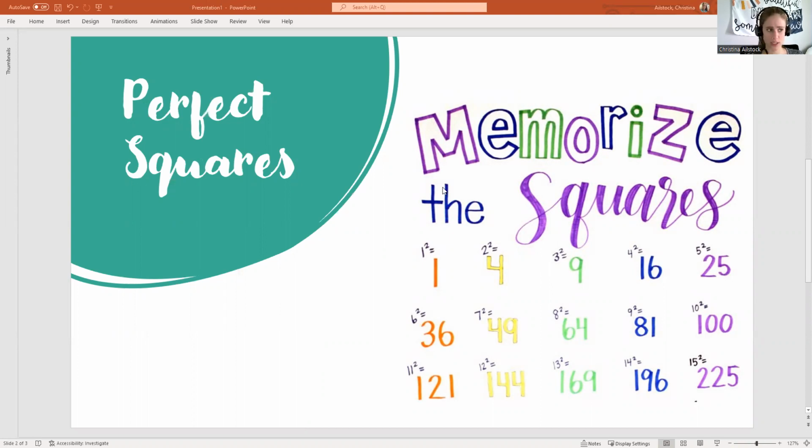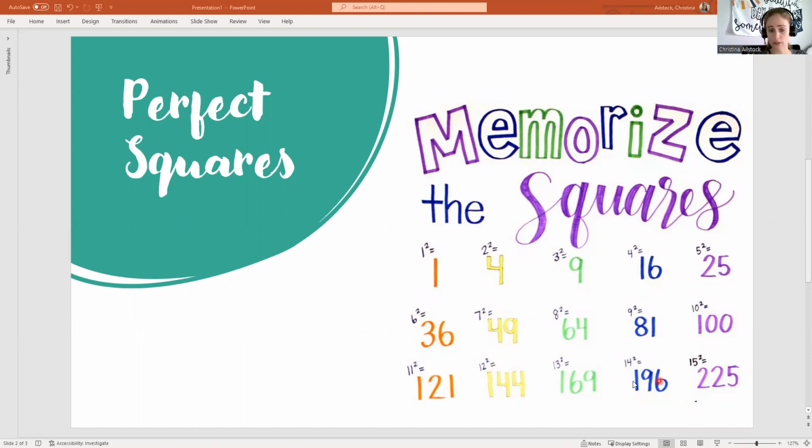So your perfect squares, they're called perfect because you end up getting a nice perfect number. We don't have any decimals, we don't have any fractions, there's no estimation that's required. So if we look here, 1 squared, which is 1 times 1, is 1. That's a perfect square. And then 2 squared is 4, 3 squared is 9, 4 squared is 16, 5 squared is 25, and so on. This list here shows your perfect squares 1 through 15.